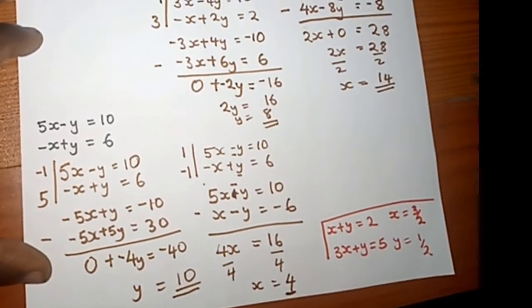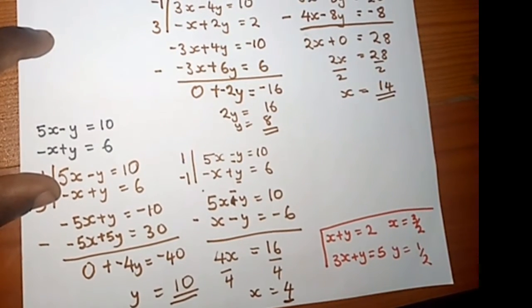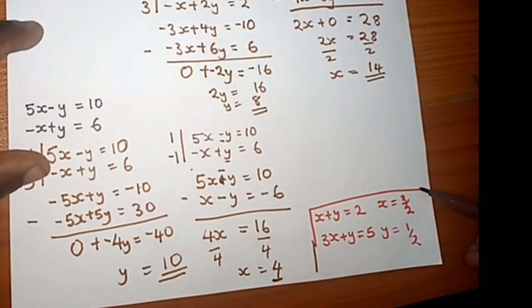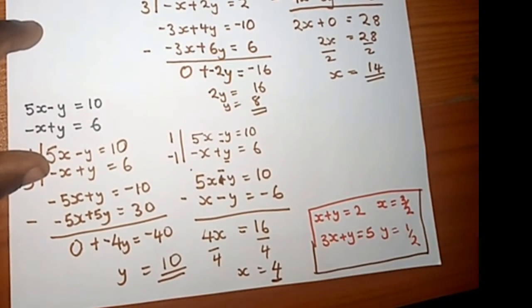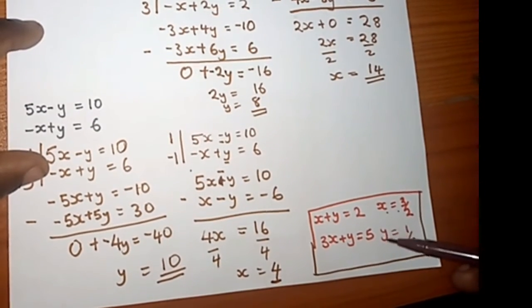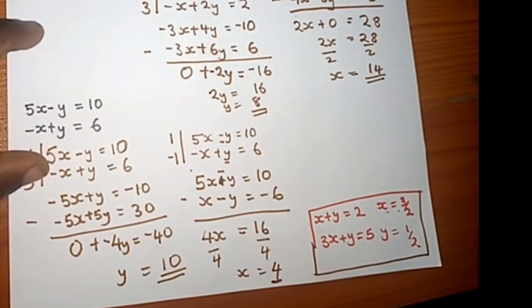So this is how we can use the elimination method to solve those simultaneous equations. You can pause the video and try it out and see whether you can get the value of x equals to 3.5 and the value of y equals to 1 out of 2 or 0.5.